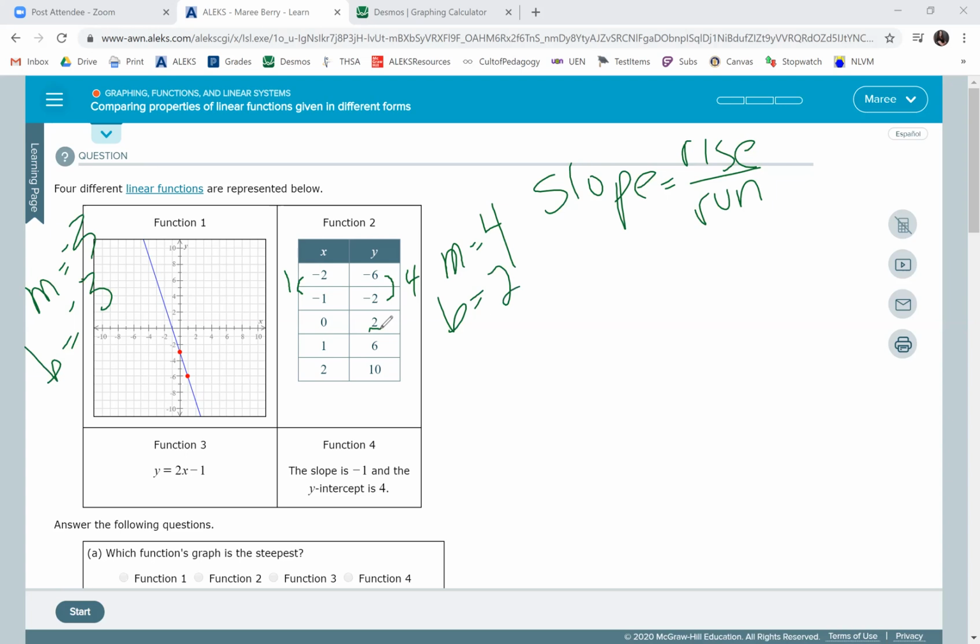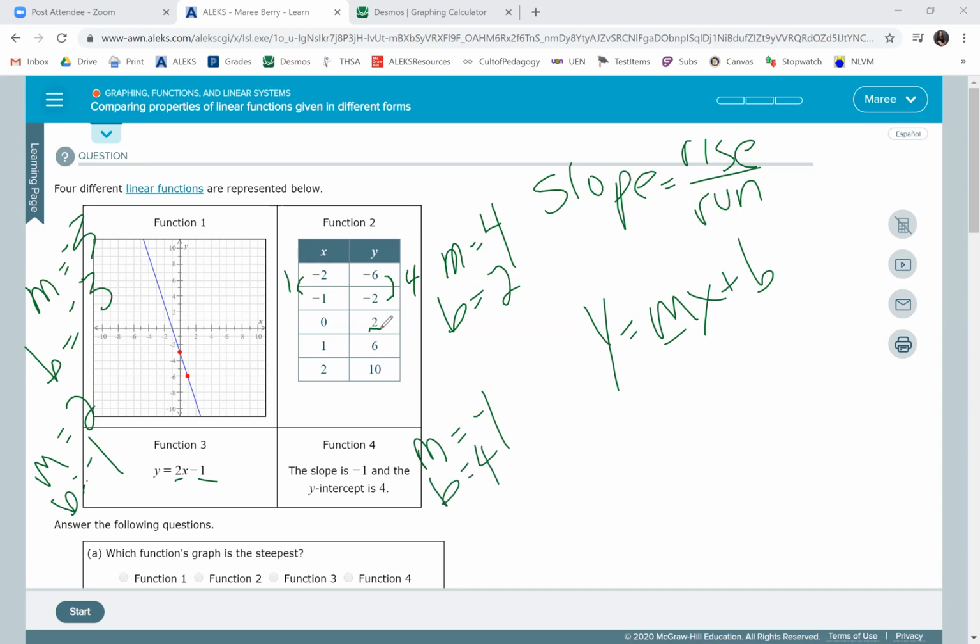Here, if you can remember y equals mx plus b, the slope is 2 and the y-intercept's -1. Okay, then the last one, they just give us the slope is -1 and the y-intercept is 4. Once you have those for each function, then you can answer the question. So the first one says, which function's graph is the steepest? So you don't have to pay attention to the negative sign at all.